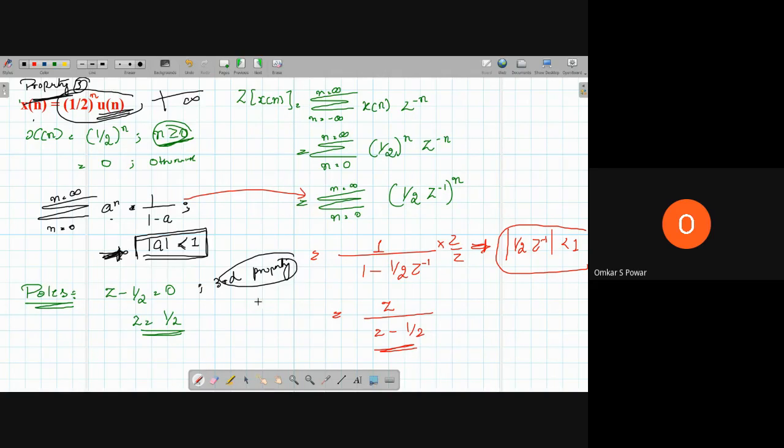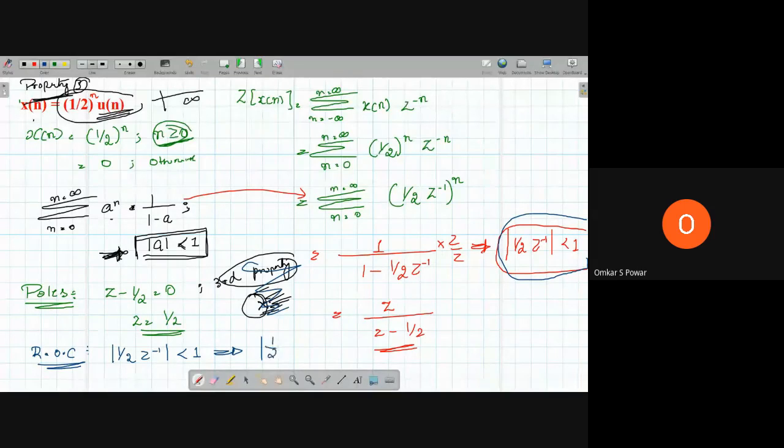So roughly I will explain the property, then I can plot the ROC for you. If you have the pole like this, then your ROC will be outside this one. Do not worry, concentrate here on what I am doing for the ROC. In order to plot the ROC, I told you that mod half z to the power of minus 1 is less than 1 is very important. So for plotting the ROC, what we need is mod half z to the power of minus 1 less than 1. So further, how can I simplify this one?